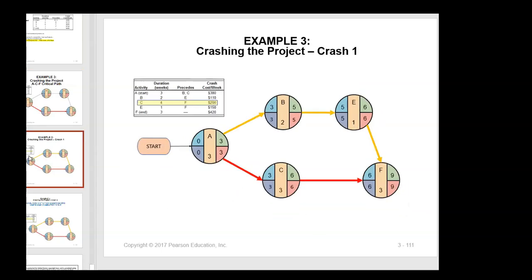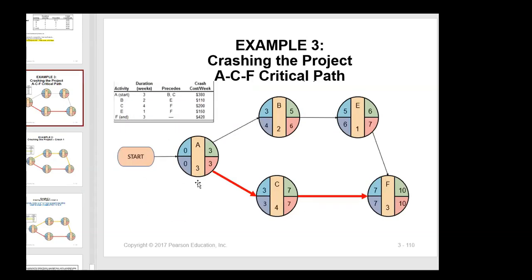Now, next step, you want to crash. So these are the costs. On the critical path, between A, C, and F, which one has the lowest cost? C is 200. B is not on that critical path. B is here. E also is not. So after those, 200 is the lowest. So we're going to crash C by 1 week.